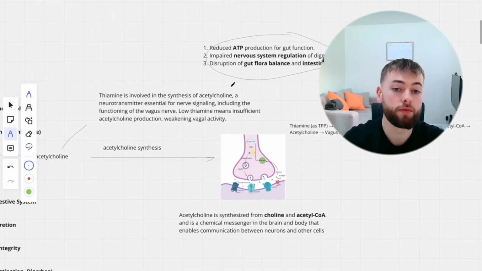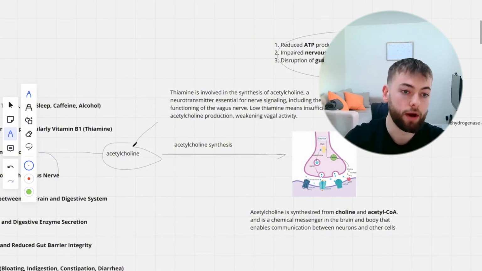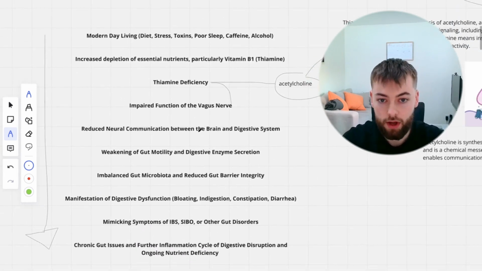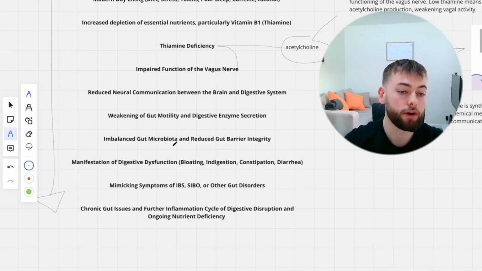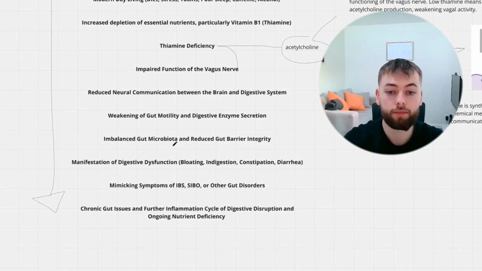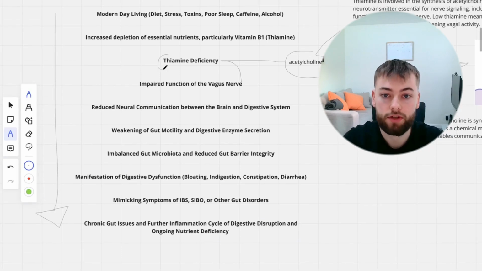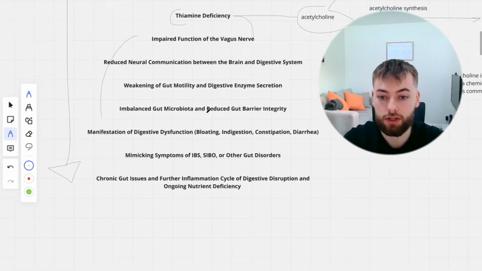So thiamine is involved in a lot, but on a basic level, neurotransmitters are involved in the communication between the brain and the gut and the vagus nerve. And we know the vagus nerve is important for digestion. So again, it's going to reduce the neural connection between the brain and digestive system, weakening gut motility and digestive enzyme secretion. Then our microbiota, so our microbiome and our gut bacteria, and our gut lining, so leaky gut as well, is going to be compromised. So we can start seeing how just a simple thiamine deficiency is starting to affect our whole digestive system because it's affecting this communication.